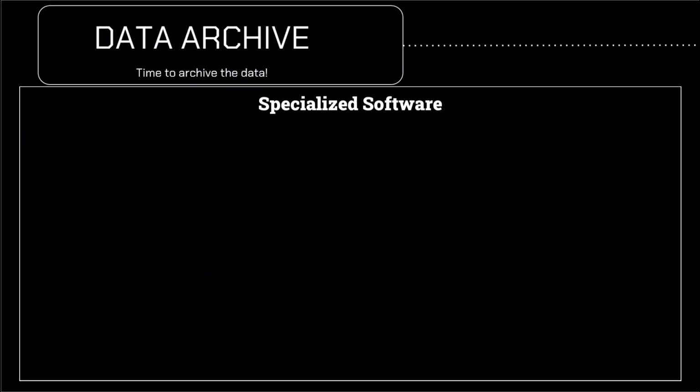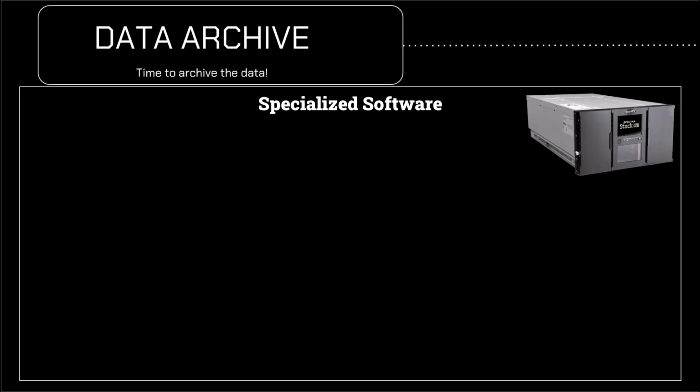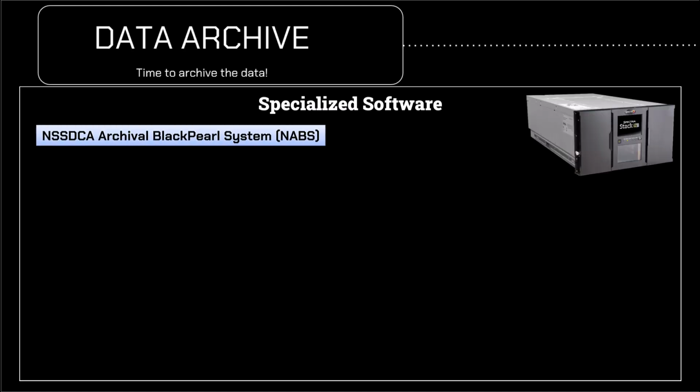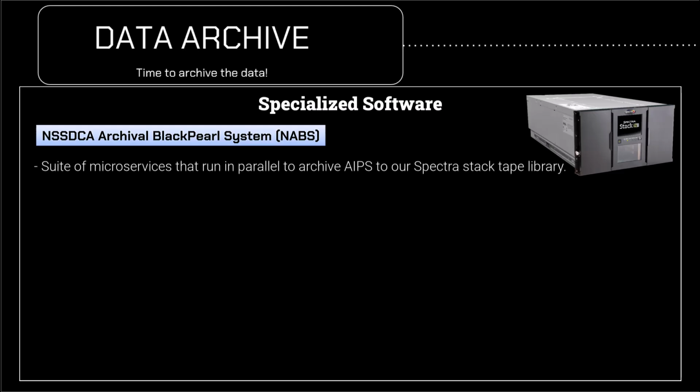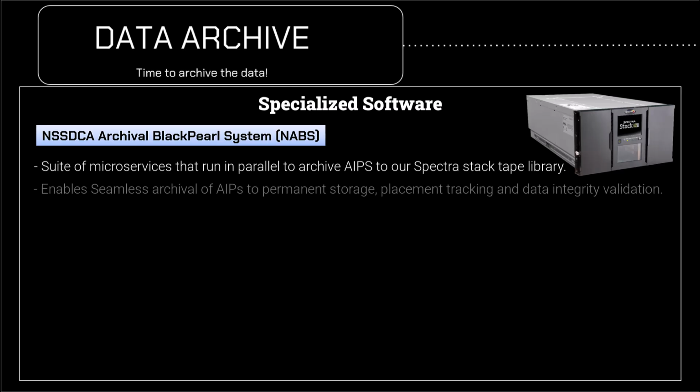Speaking of new and improved, in October 2024, we launched NABS, the NSSDCA Archival Black Pearl system, our fully modernized archival platform. NABS is built as a suite of custom microservices that run in parallel, allowing us to archive AIPs much faster and more efficiently than ever before. These services work in tandem with the Spectra Logic Black Pearl server, which acts as a smart controller for moving data into deep storage, and the Spectra Logic Tape Library, a scalable and high-performance solution for long-term preservation.